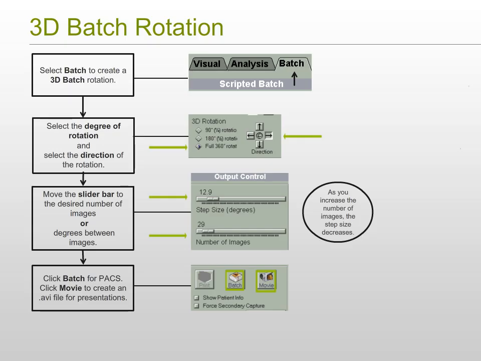To create a 3D batch rotation, select the Batch tab. Select the degree and direction of rotation. In Output Control, move the slider bar for either the number of images or the step size. As you increase the number of images, the step size decreases. Click Batch for packs. Click Movie to create an AVI file for presentations.